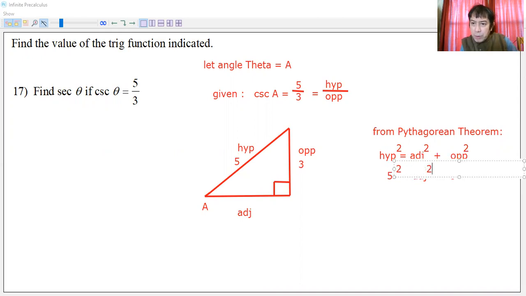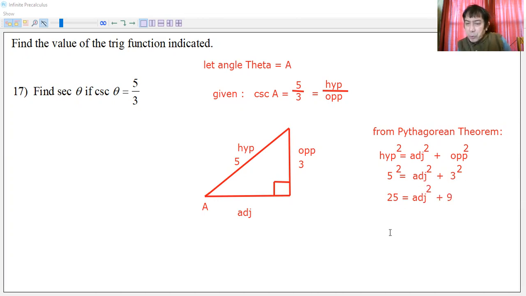This will be squared, and this will be squared there. Okay, so 5 squared is equal to the adjacent side squared added to 3 squared. This will be 25 is equal to adjacent squared plus 9 there, and we will square the adjacent here.